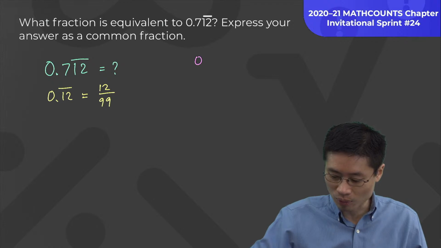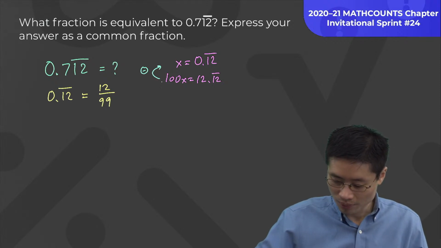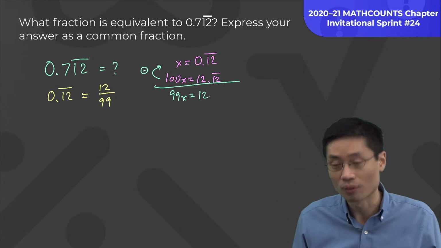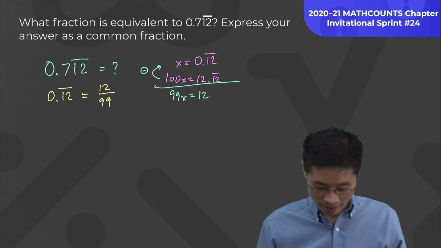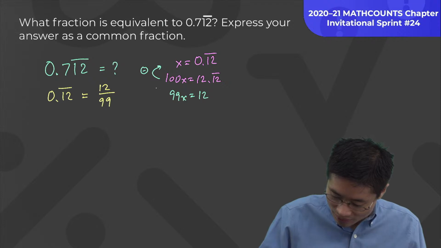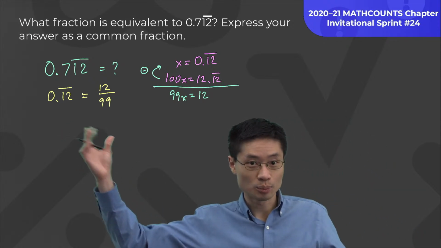If I took this 0.12 repeating and I didn't know what it was, x is this, and I took 100 of it, then I just get 12.12 repeating, which then if you subtract, you'd get 99x is equal to 12. This is just a really quick review of why this thing is true. That horizontal line doesn't look like it's in the right place. Something like that. Okay, great. So that's this 0.12 repeating.